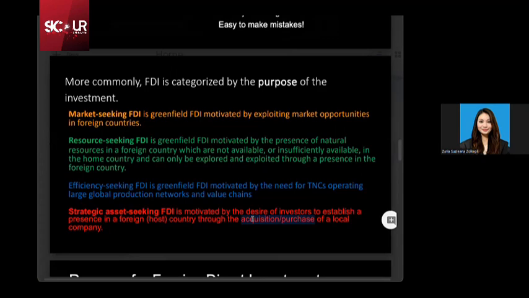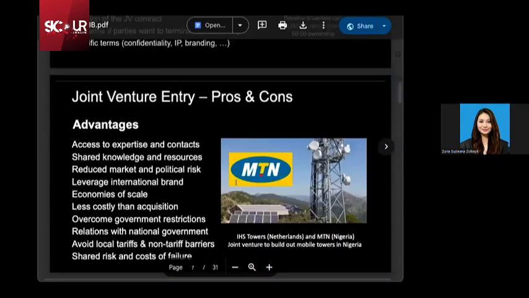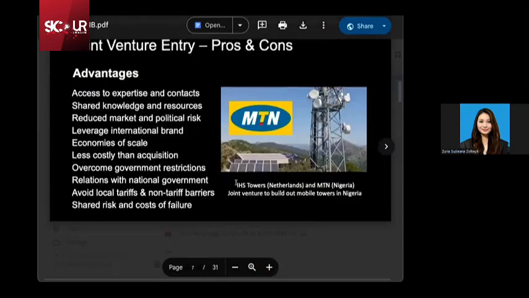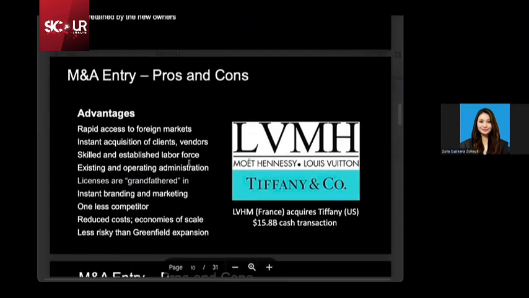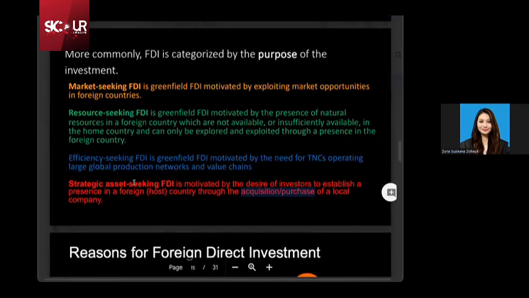of the advantages of merger and acquisition is you can get the existing operation and administrative. You already have skilled and established labor force. You already have the technology that they employ in the company. And even branding is an asset, you know. So you already have instant branding and marketing. This is an asset for you. So-called strategic asset seeking.